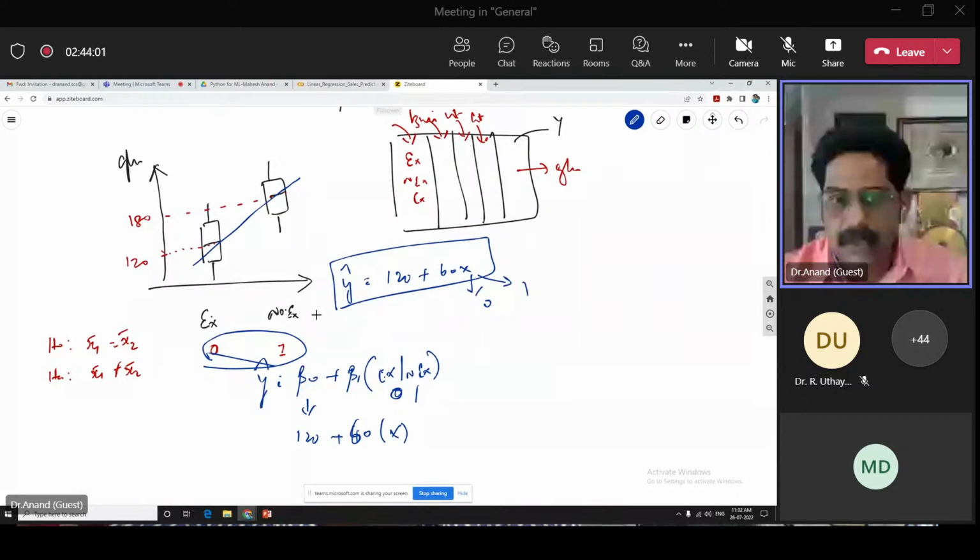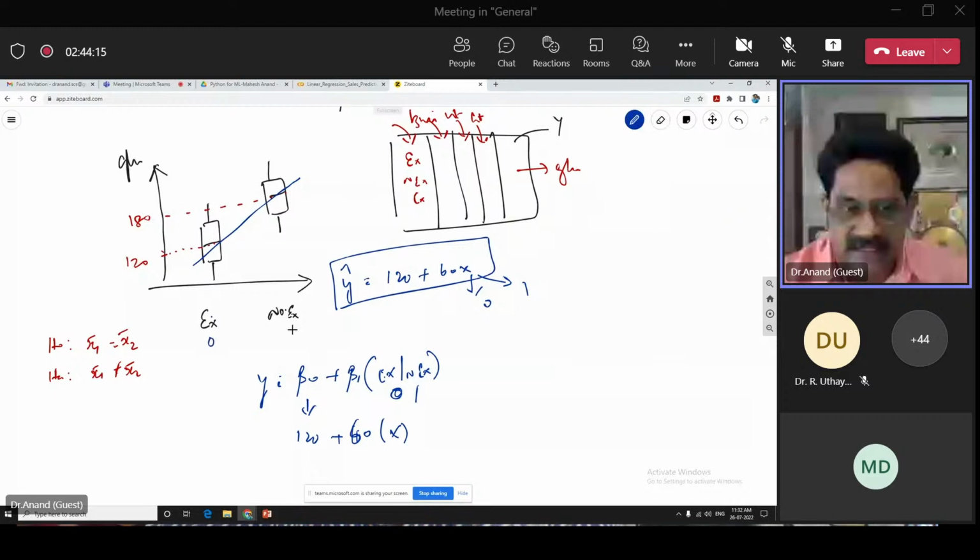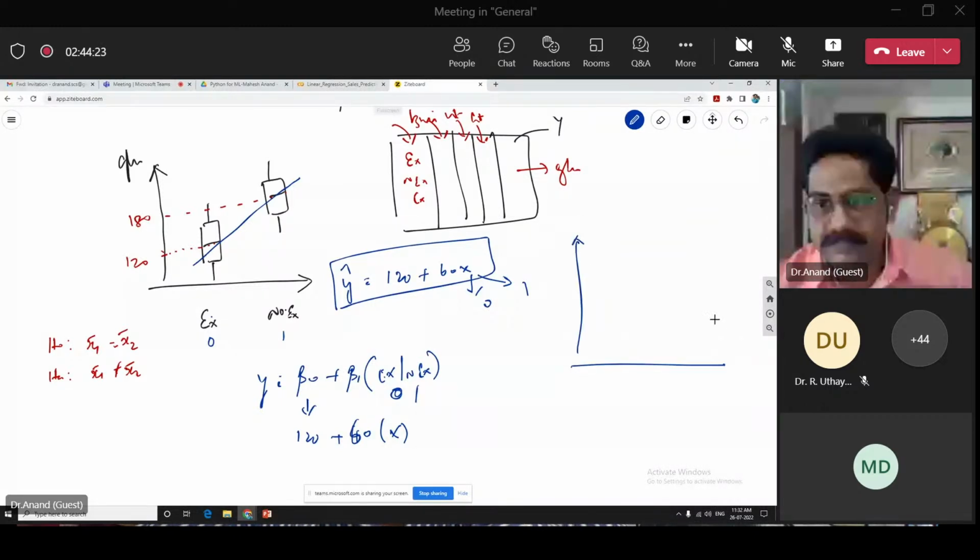Suppose you reverse the label, what will happen? If I reverse the label, your equation becomes a negative slope. That's the only change. So now I have labeled exercise as 0 and no exercise as label 1. Suppose I reverse the label, what will happen? Exercise, so this plot I can modify like this.